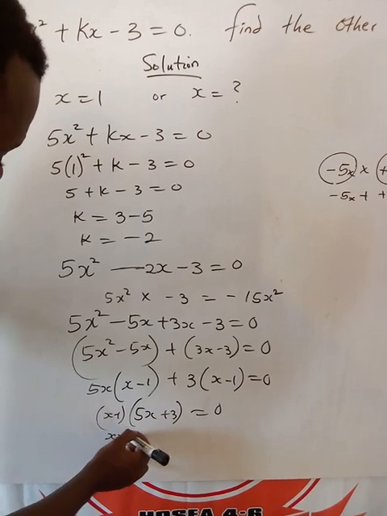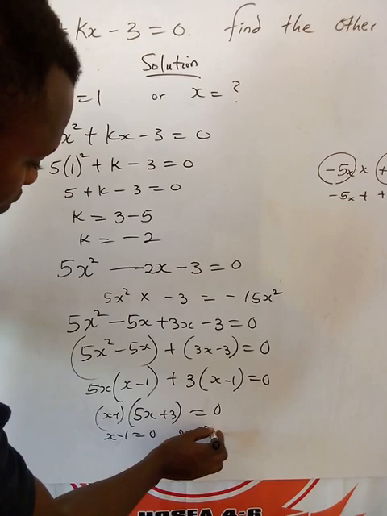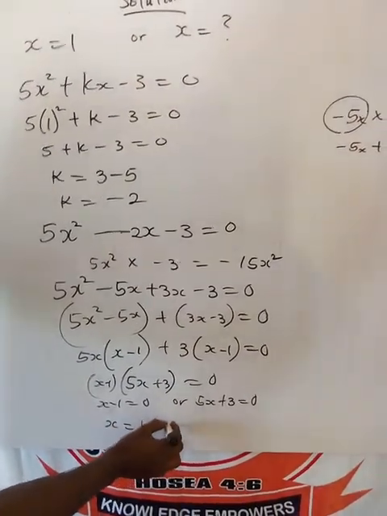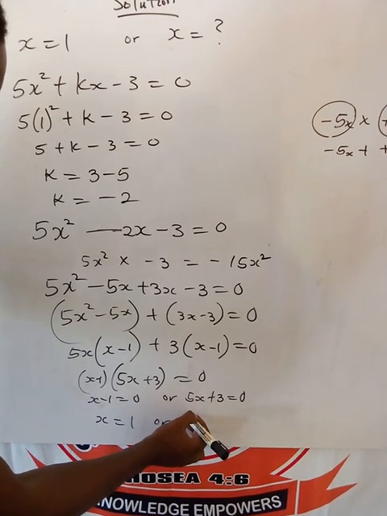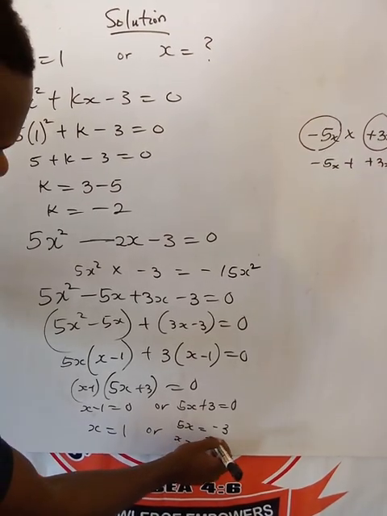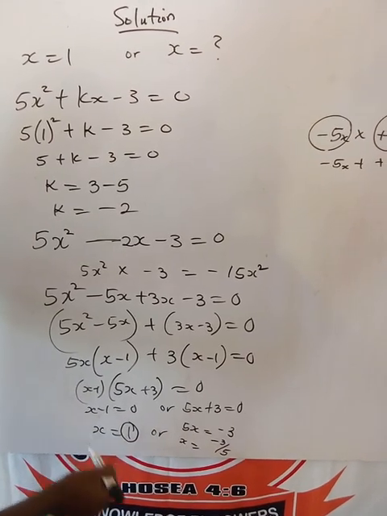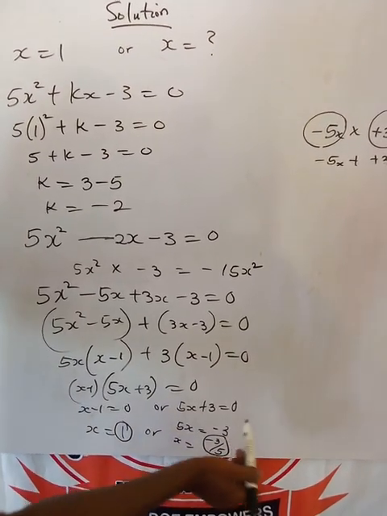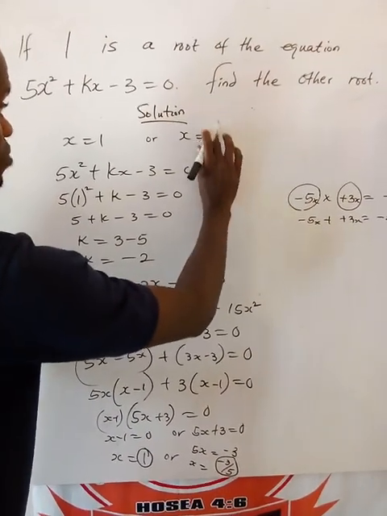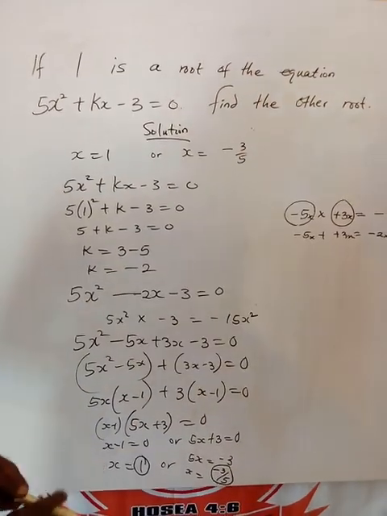What this means is that x minus 1 equals 0, or 5x plus 3 equals 0. So here we have x equals 1, or 5x equals minus 3, so x is simply equal to minus 3 over 5. This one was given to us in the equation. This is the one we are looking for. So the second root of the equation is, instead of this, we can now say minus 3 over 5. This is the solution to this very problem.